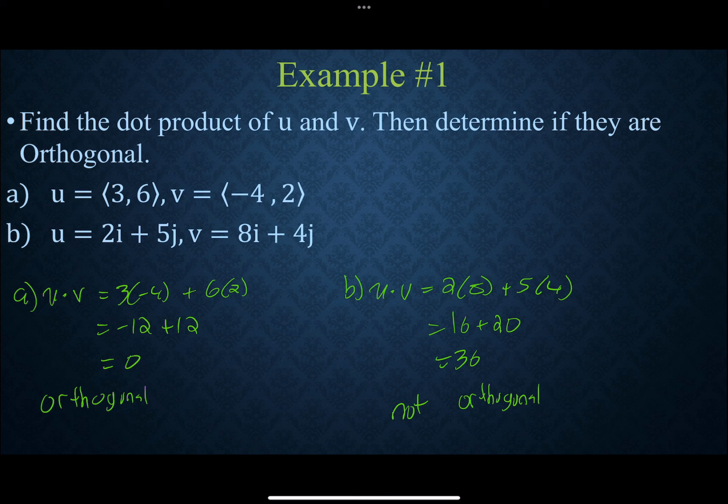So again, it has to be a 0 product if it's going to be orthogonal. If it's not, then it's not. Again, orthogonal just simply means the two vectors are perpendicular to each other.